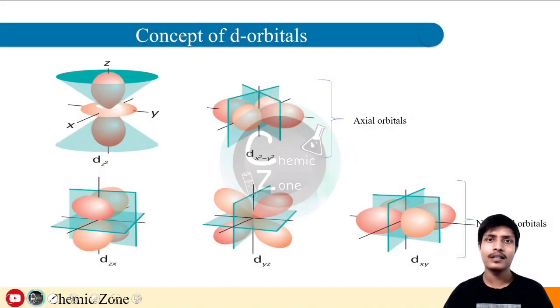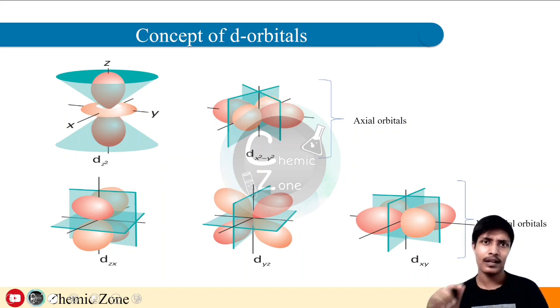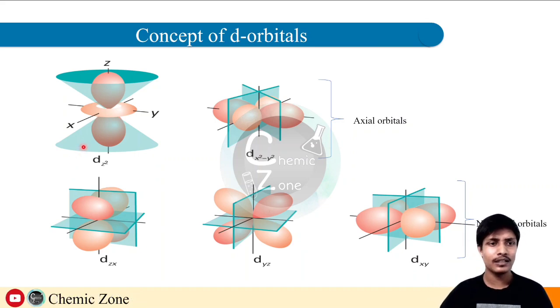So here we need the concept of d orbitals. As we know, we have a total of 5 d orbitals, right? We classify them into two categories. In the first category, the lobes of the orbitals are in axial positions only. See, in the dz square orbital, the lobes are on the z-axis only, and in the dx square minus y square orbital, the lobes are on the x-axis as well as the y-axis. So we call them axial orbitals.